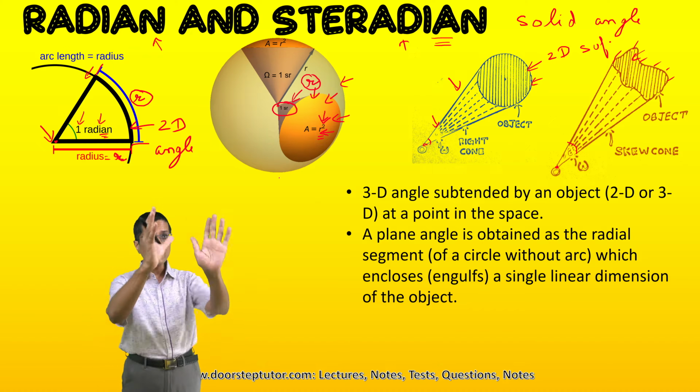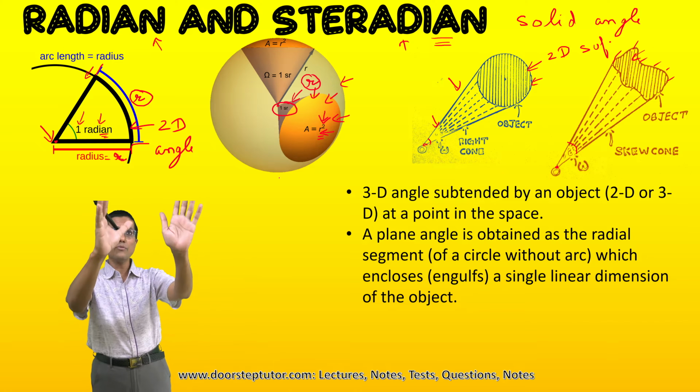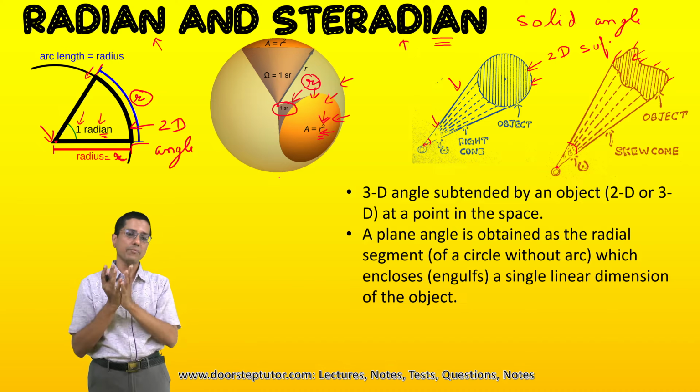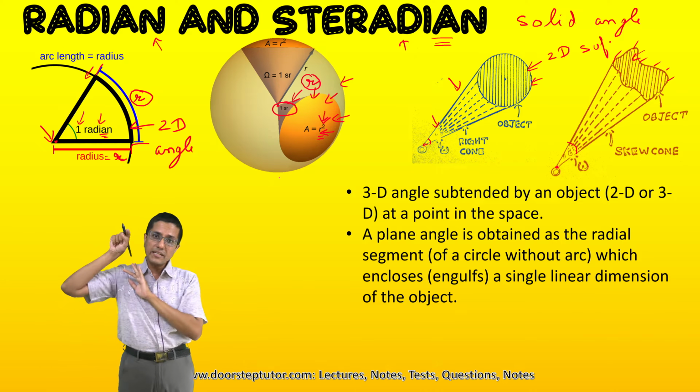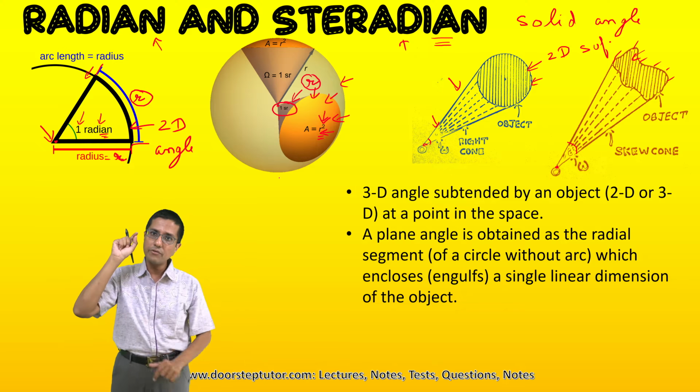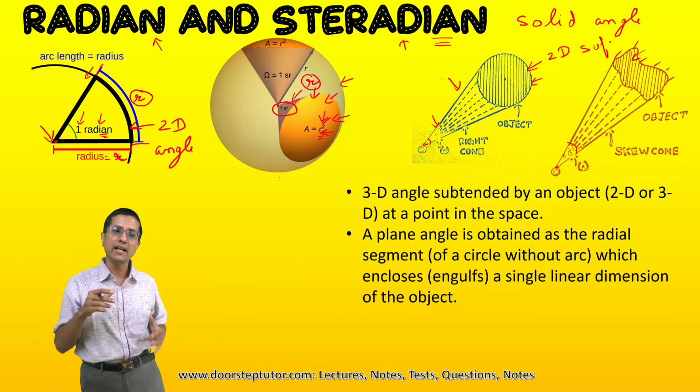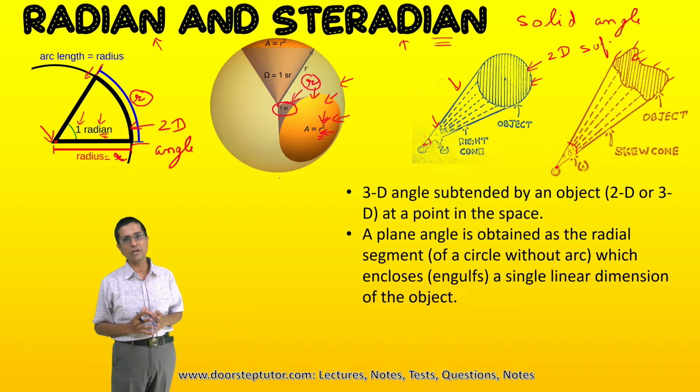Similarly, light rays which are coming out from an object and entering my eye would also form a conical shape and converge at my eye, but that convergence would not be a 2D angle, that would be a 3D or solid angle, and again I'll have to use the concept of solid angle at that point.